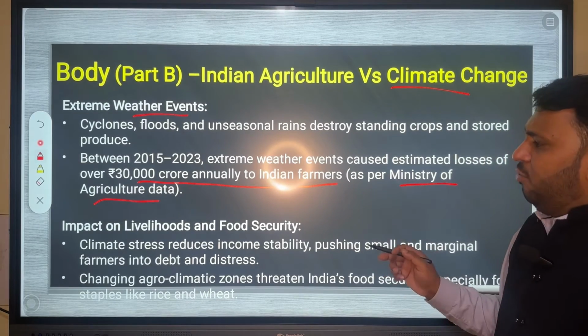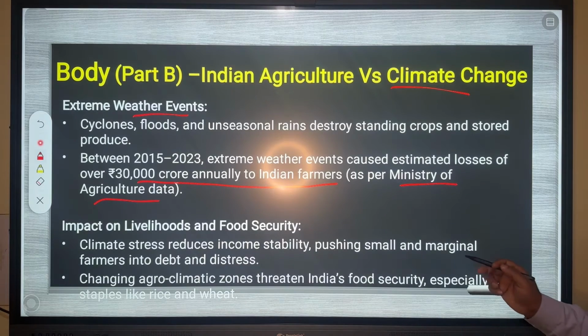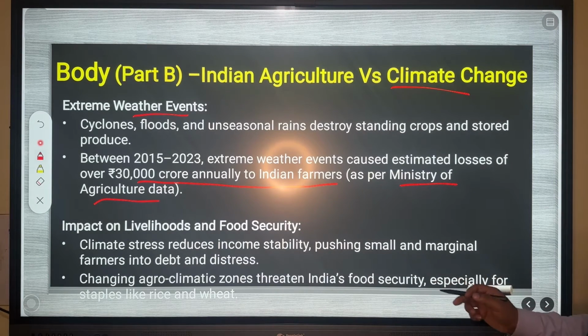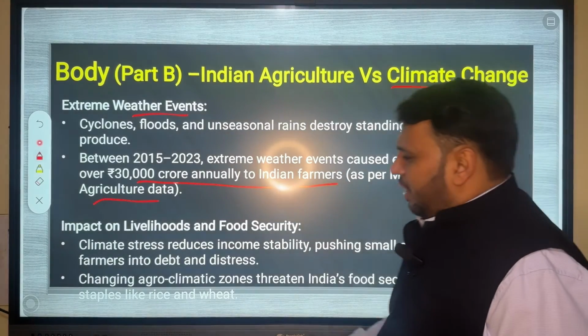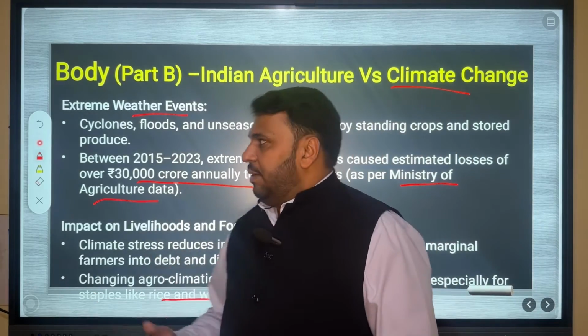Impact on livelihood and food security. Climate stress reduces income stability, pushing small and marginal farmers into debt and distress. Changing agroclimatic zones threaten India's food security, especially for staples like rice and wheat. So these are some of the points in this dimension. Next, please.